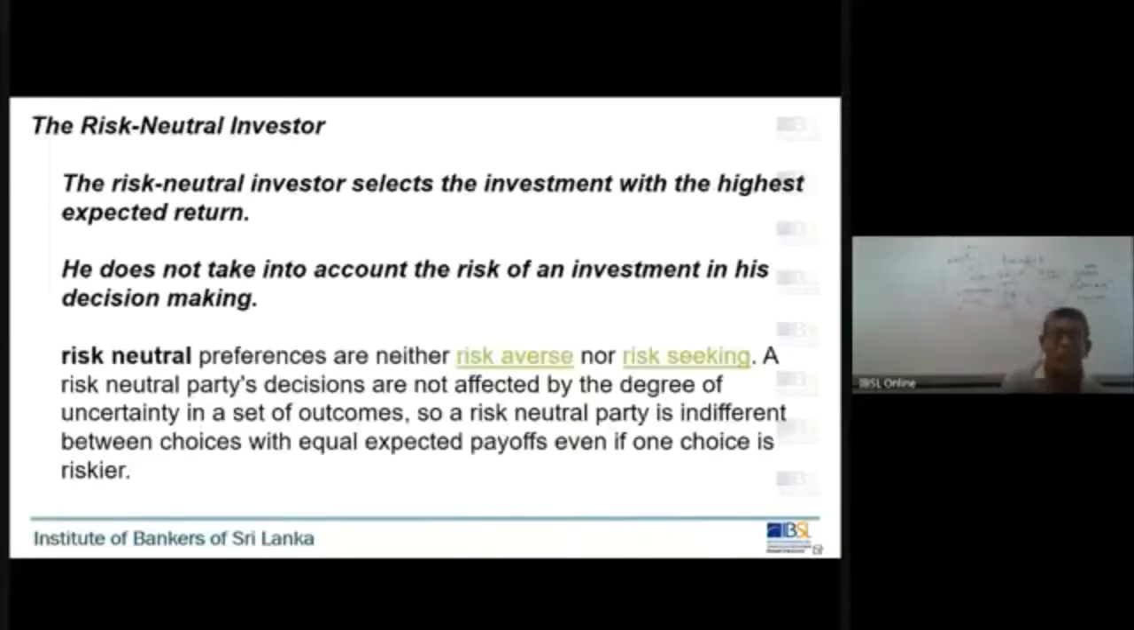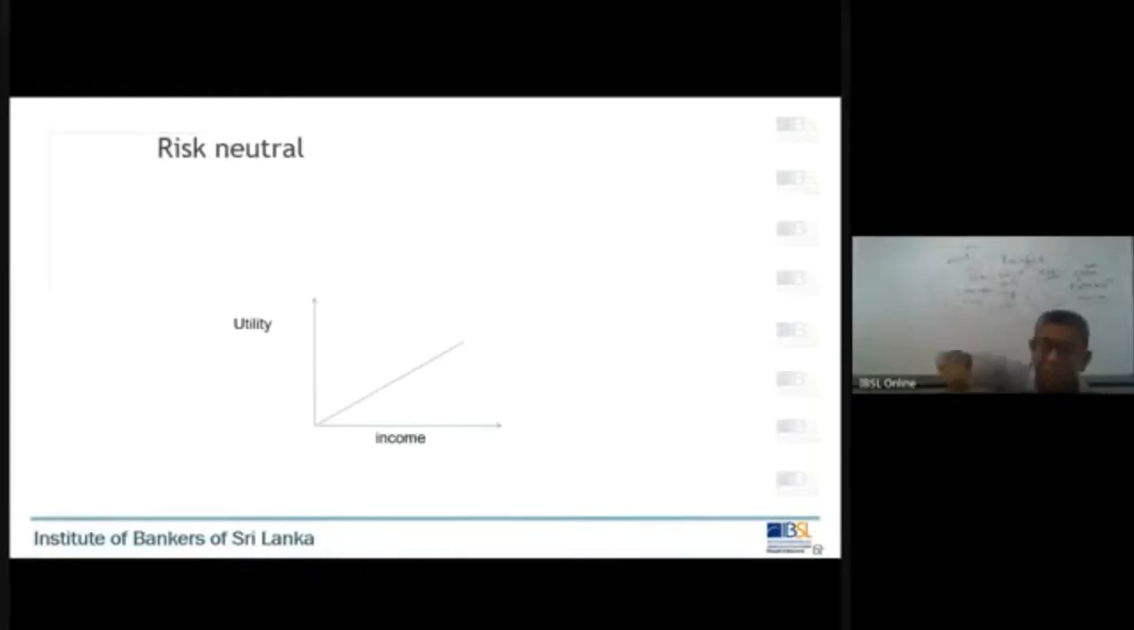Second, the risk neutral investor. A risk neutral investor selects the investment with the highest expected return. Now, what is his graph? What is the marginal utility of income? A straight line. If you draw it, it is not a preference between risk and aversion, but it goes straight like this, a straight line.